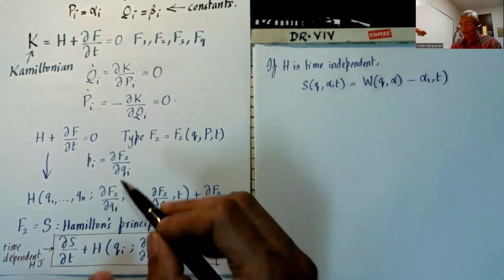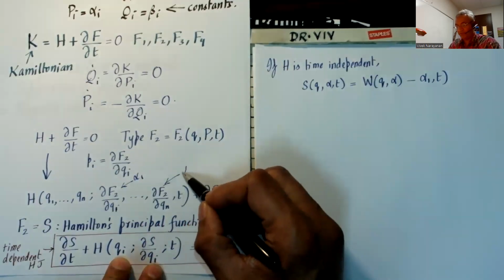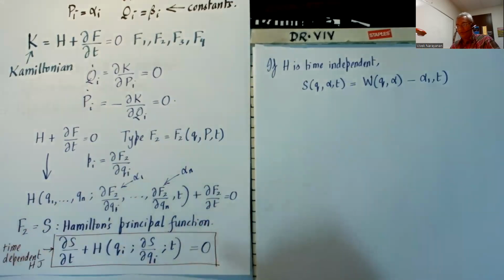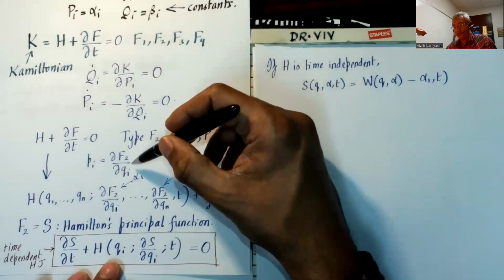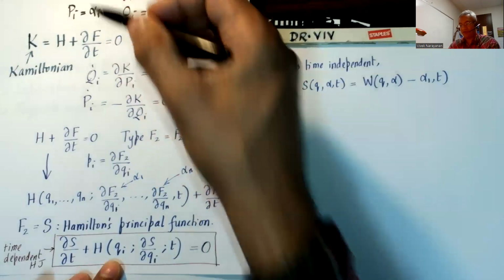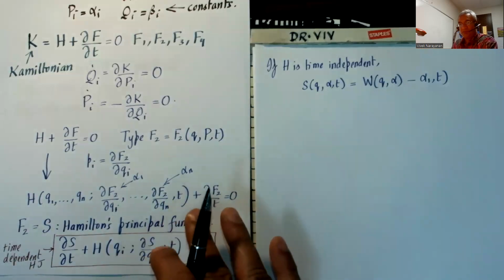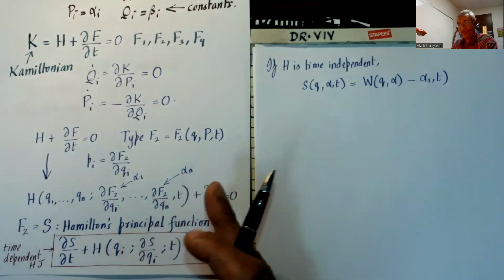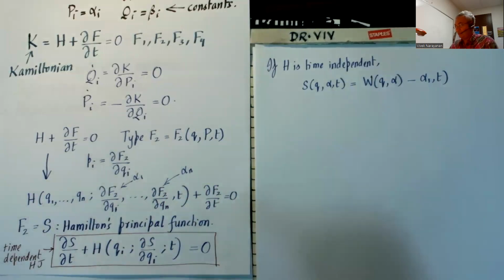So what I'm doing is I'm calling this my alpha 1 all the way up to alpha n, because the partial derivative of F2 with respect to Qi are your momenta, which are constants. So I'll call them alphas. So these are the constant momenta in the problem. Of them, there's one special momentum that is dedicated to time, so that gets taken out. There's no parenthesis after that. I should not have put a parenthesis. Let me reach for my eraser.